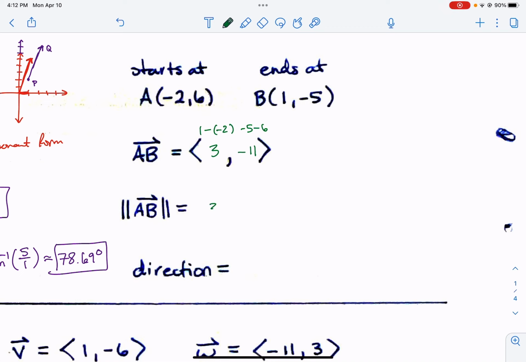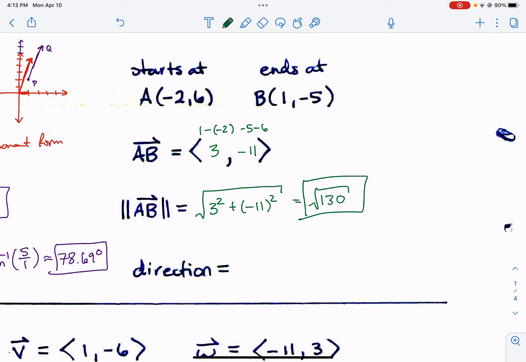Your magnitude would be 3 squared plus negative 11 squared. Make sure that negative 11 is in parentheses so you don't get anything messed up in your calculator. That's 121 plus 9. That gives me 130 inside of the square root. So I'll leave that like that. And then inverse tangent of negative 11 over 3.